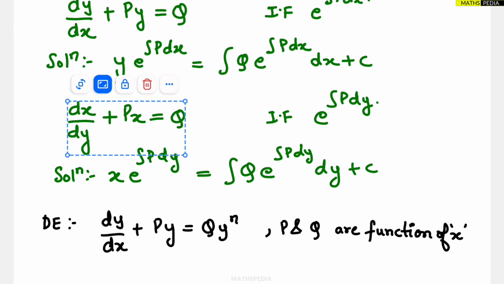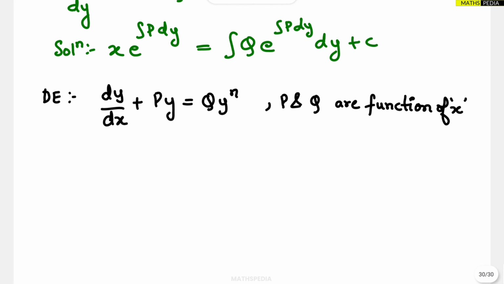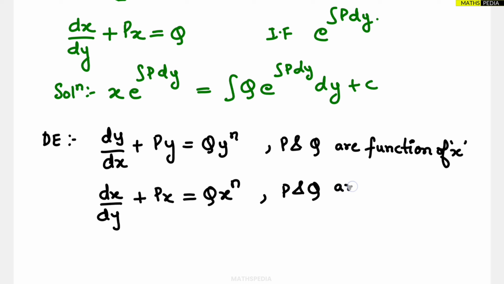What about the other equation? We can write that particular equation as dx by dy plus px equal to q into y power n. We cannot write x power n here. Here p and q are functions of y. Now you can observe it's the same thing. Both the equations are slightly the same. We can compare them with the linear equations we have discussed. The only change is that the multiplication by y power n has come.